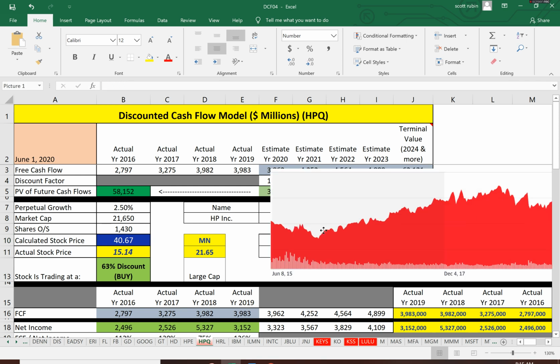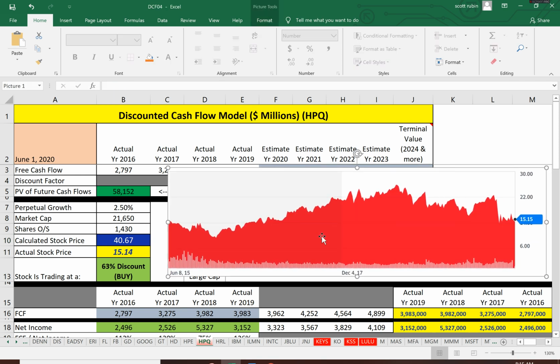It's trading at a 63% discount, and it looks like it was never really even trading in the 40s. The highest was almost 30. Now it seems to be trading at a pretty steep discount. But stocks can always trade higher or lower than intrinsic value. The stock price moves on the demand of the market.